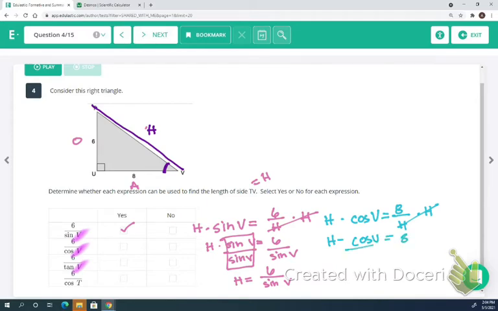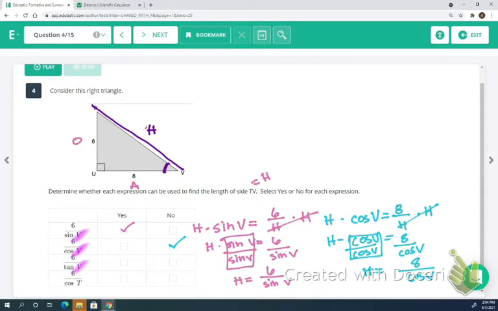We want the H to be by itself, so we're going to divide by cosine of V. Whatever we do to one side, we're going to do to the other side. Cosine of V divided by cosine of V leaves us with H, and H is equal to 8 over cosine of V. And so if you see here, it's 6 over cosine of V, so that's going to be a no, because that does not match what we have here as our final answer.